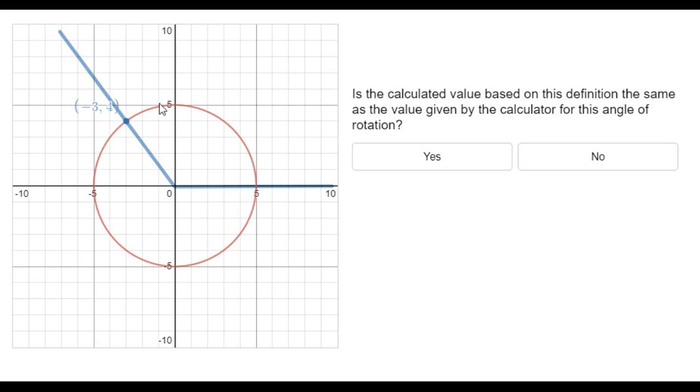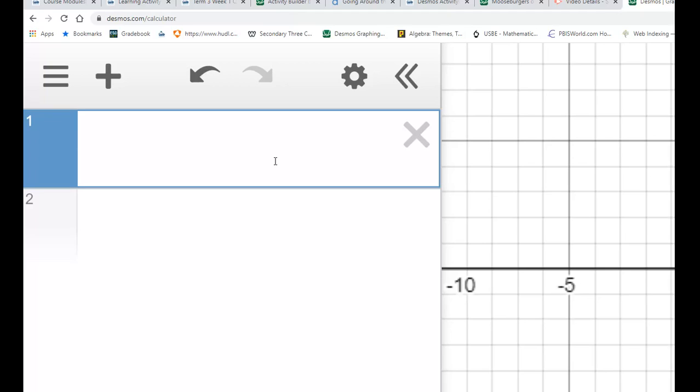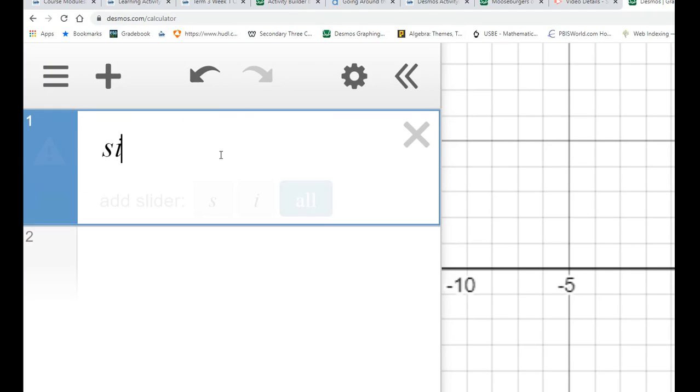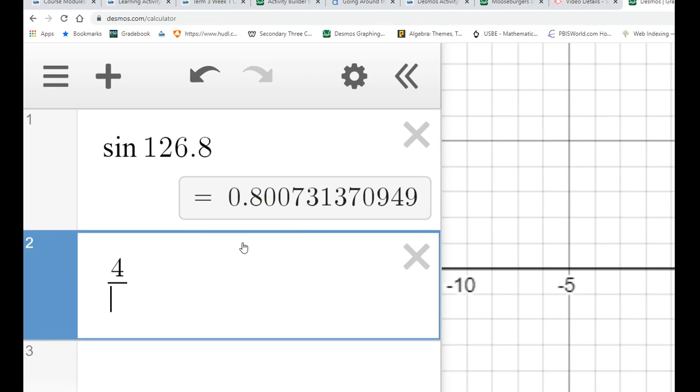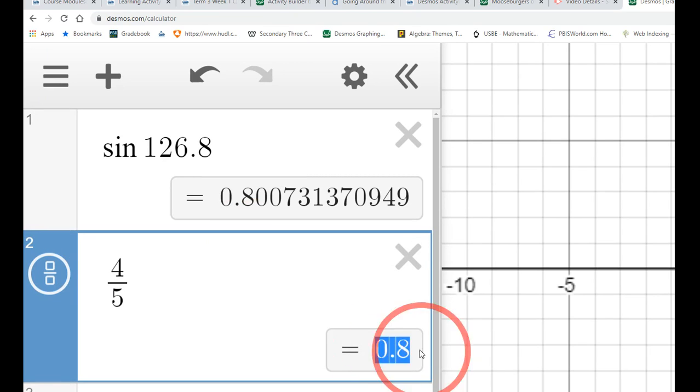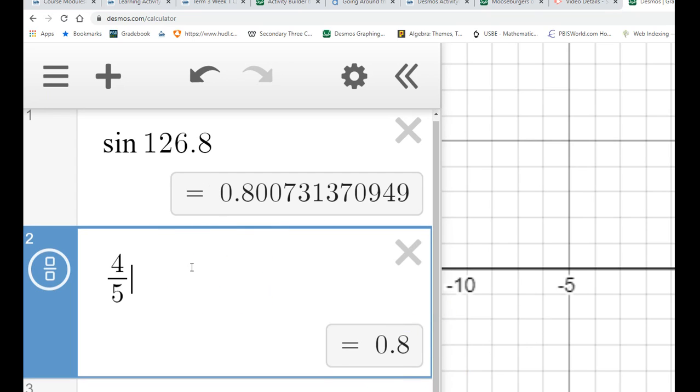Okay, on this last question, they want you to calculate the sine of 126.8 using that angle and see if it equals the ratio we should get, which should be 4 divided by 5. So here we go. Sine of 126.8 equals about 0.8007. And if I kept going with that decimal, that would eventually equal 0.8. And 0.8 is the same thing as 4/5. So this is giving me the appropriate ratio based on my new definition.